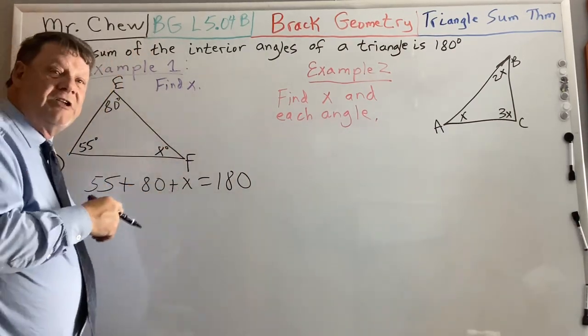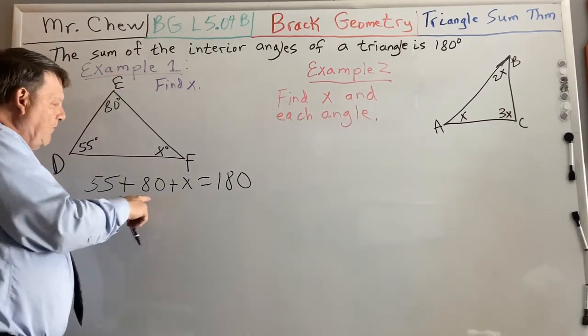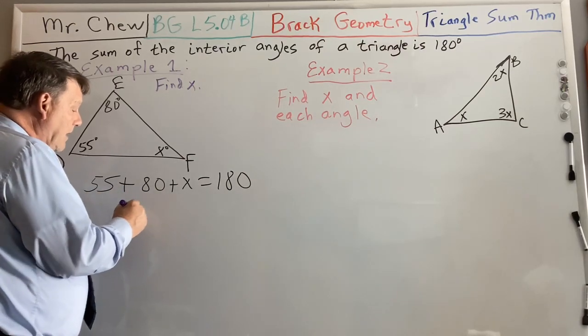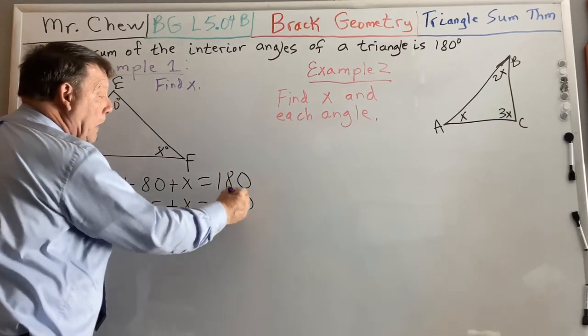Now here's where algebra and geometry come together. We have to be able to solve this simple algebraic equation. So 55 and 80 are like terms. I can add them up. And I get 135 plus x equals 180.